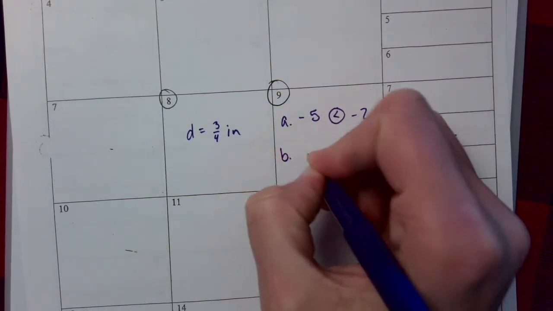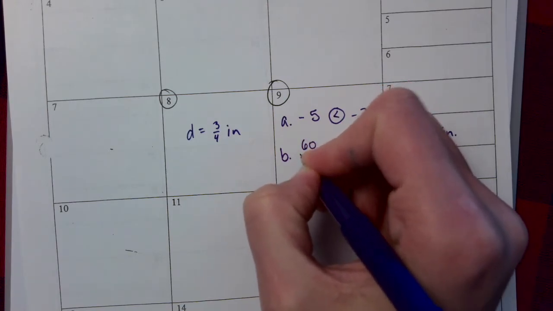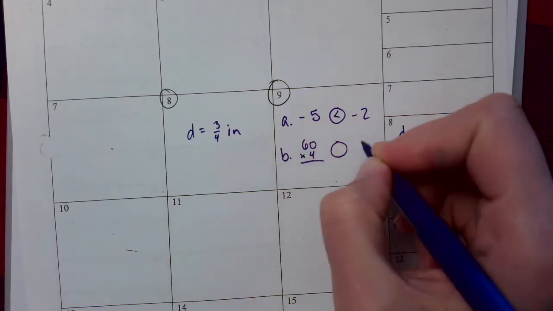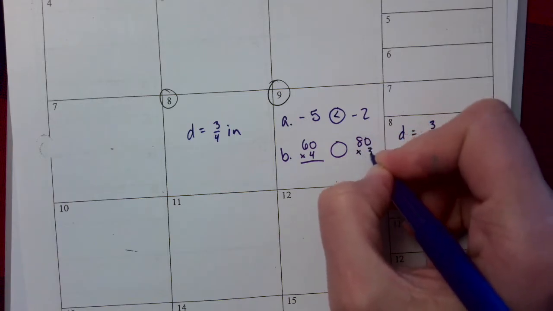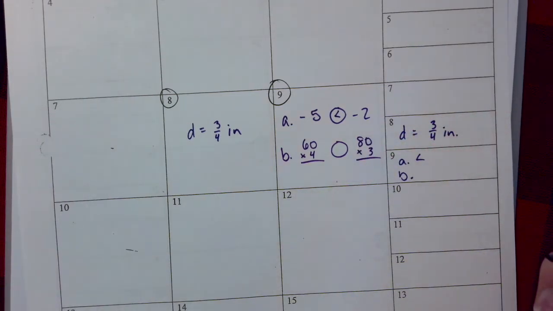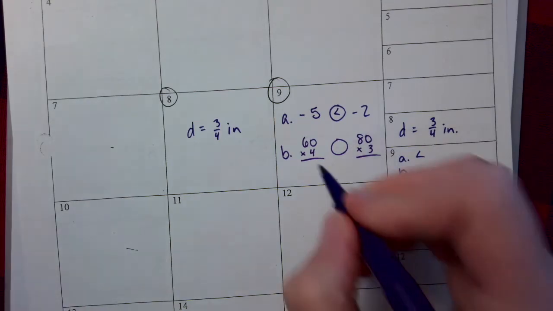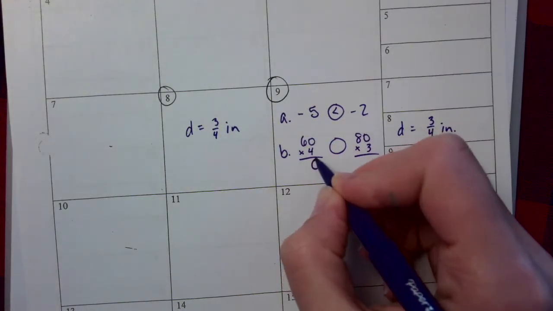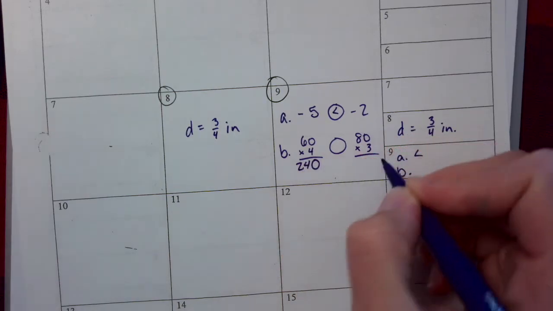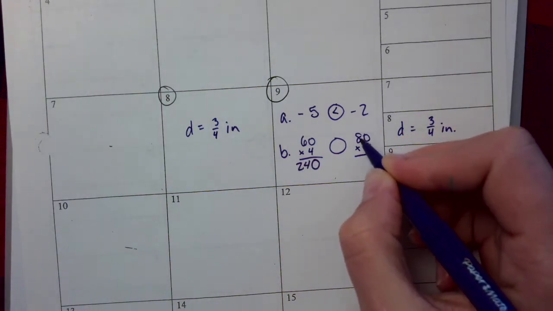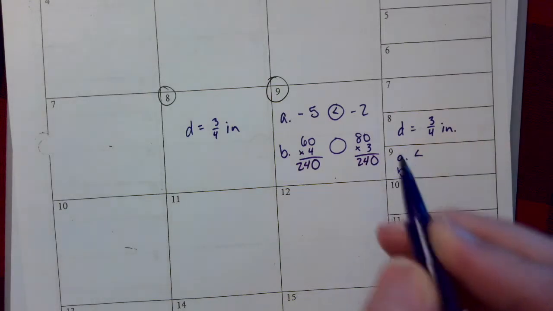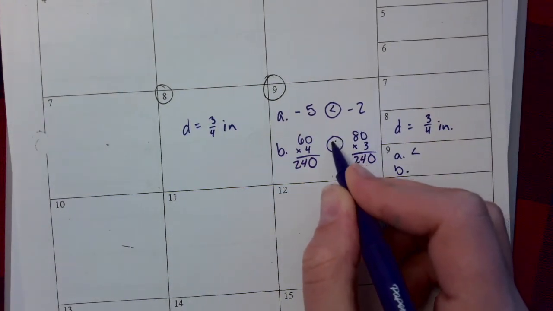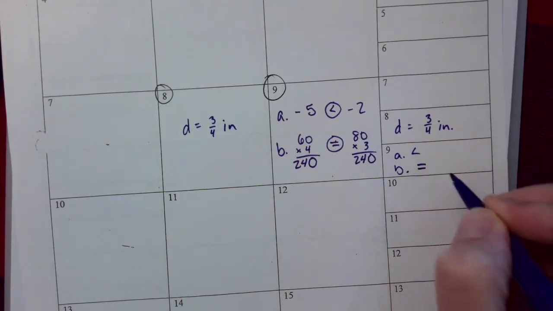And then B says 60 times 4 is less than, greater than, or equal to 80 times 3. Figure out both those multiplication problems. 3 times 0 is 0. 3 times 8 is 24. 240 is equal to 240.